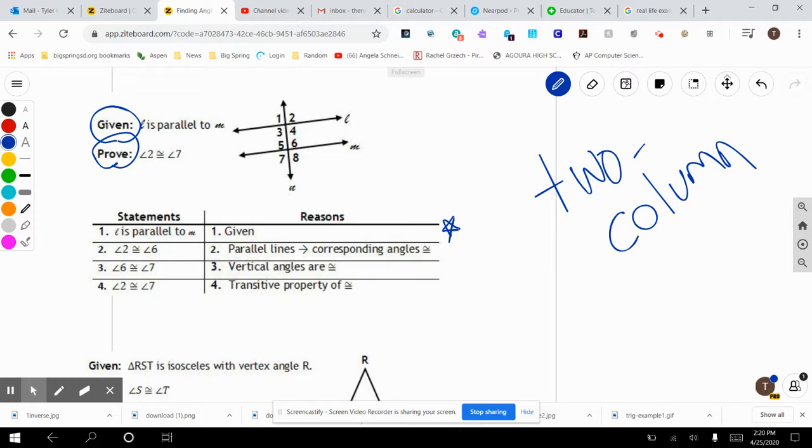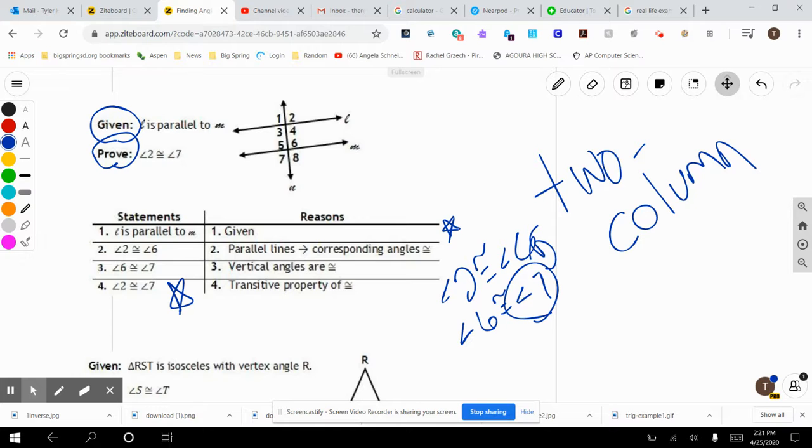Therefore, and the last statement should always be what you're trying to prove. Therefore, angle 2 has to be congruent to angle 7 because of what we call the transitive property, which basically means, well, let me write this down here, because angle 2 is congruent to angle 6 and angle 6 is congruent to angle 7, that means we can basically replace this up there. Now you don't have to know that transitive property, but I just wanted to show that to you.